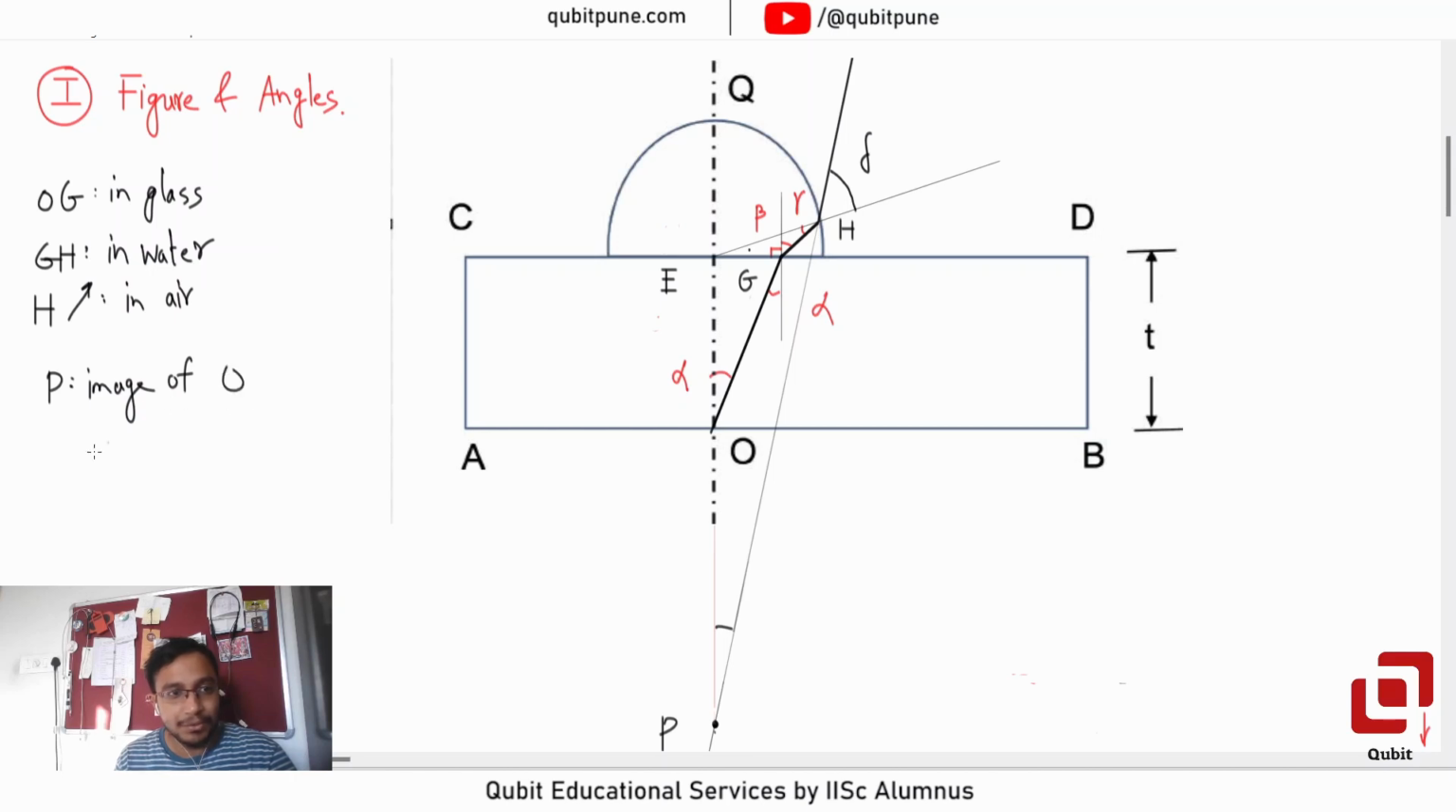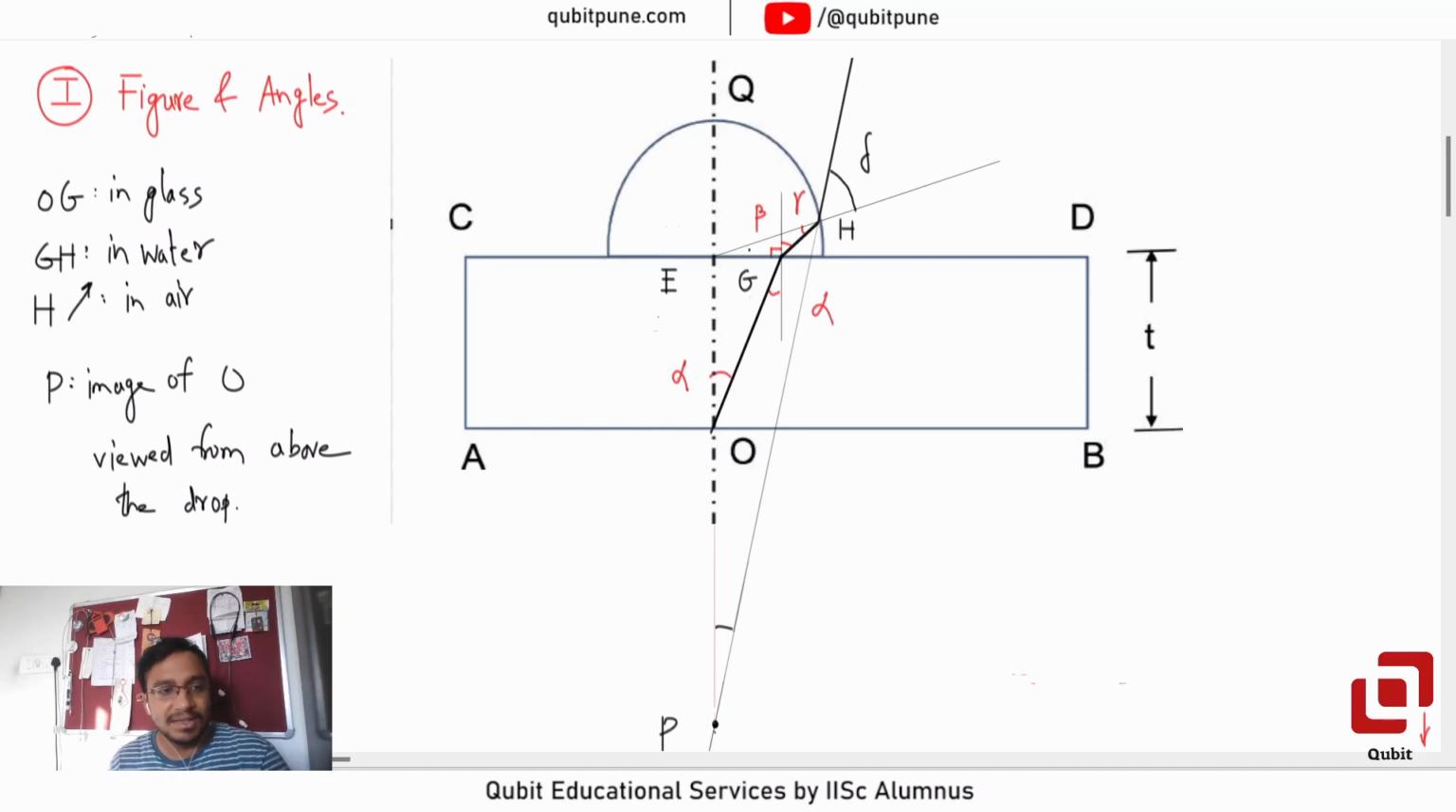That is the image of object O viewed from above the drop.